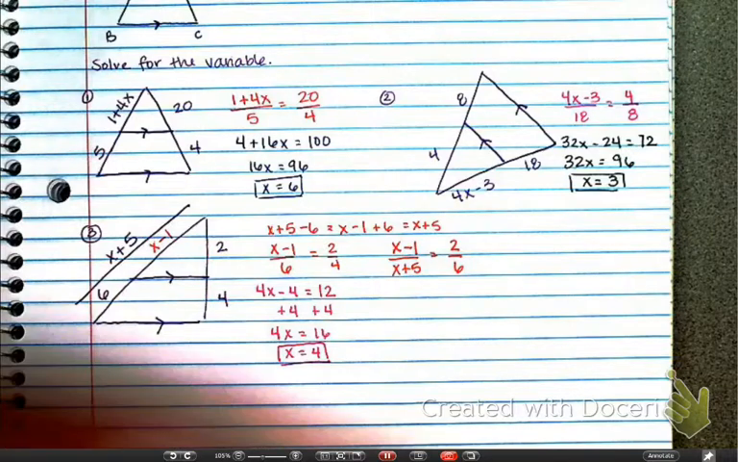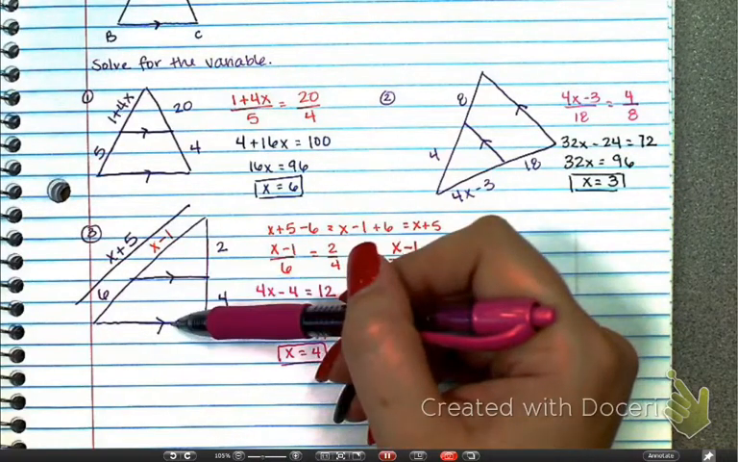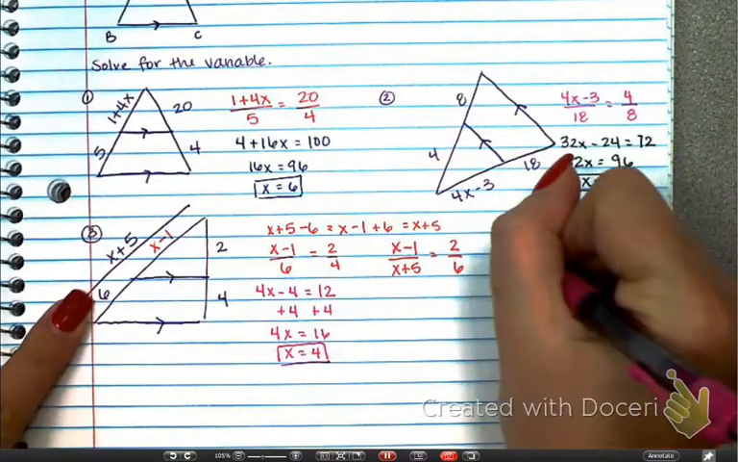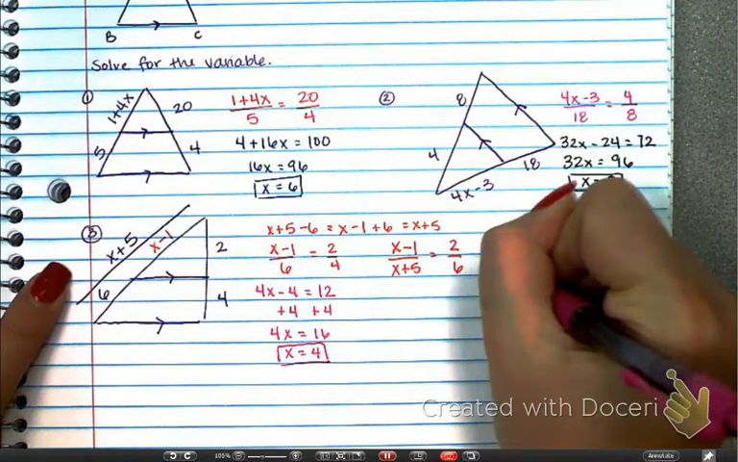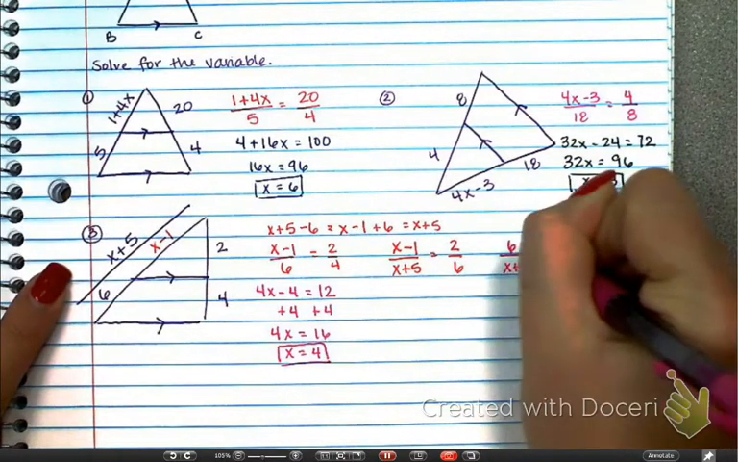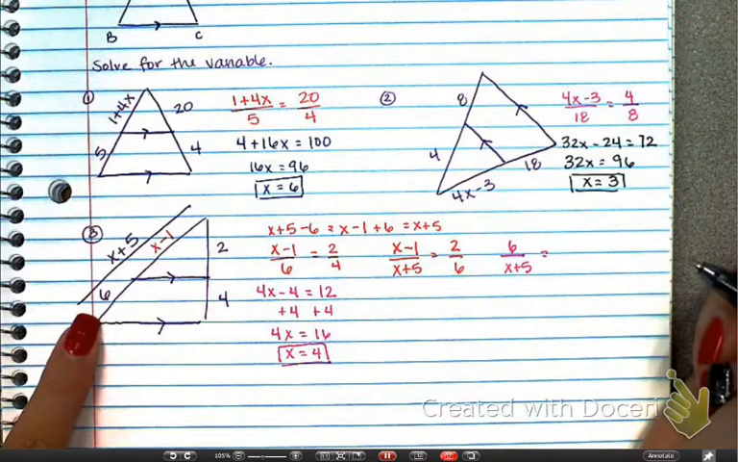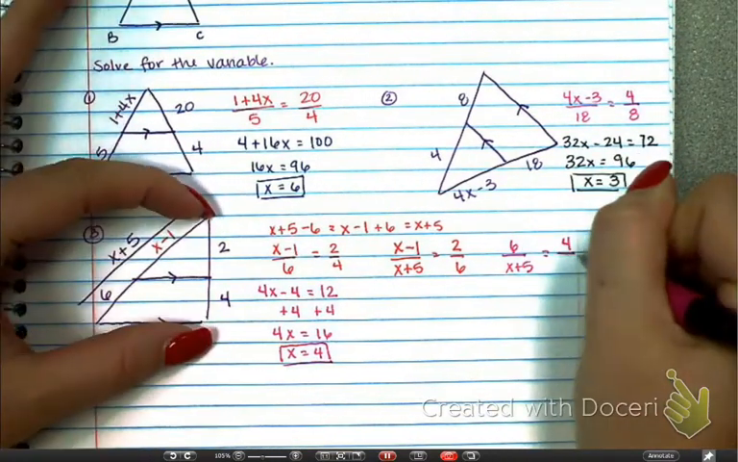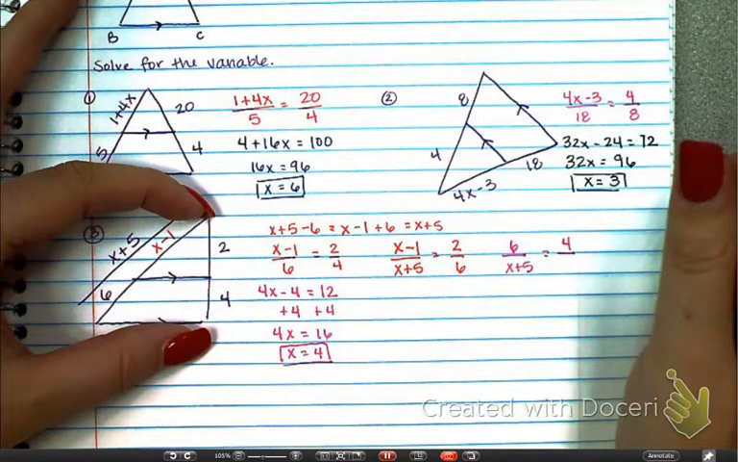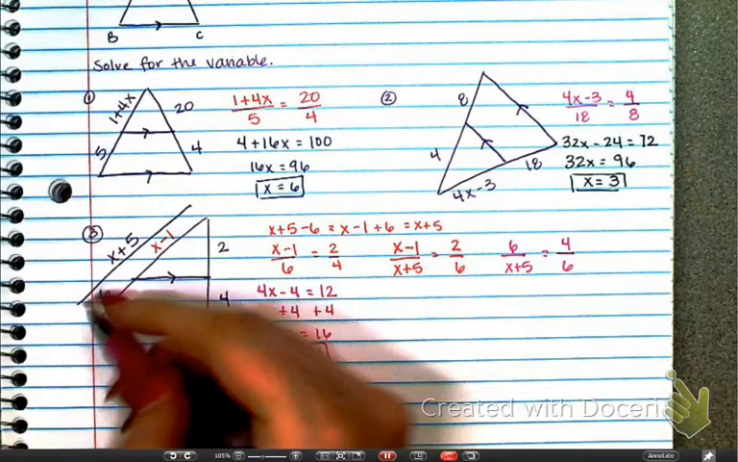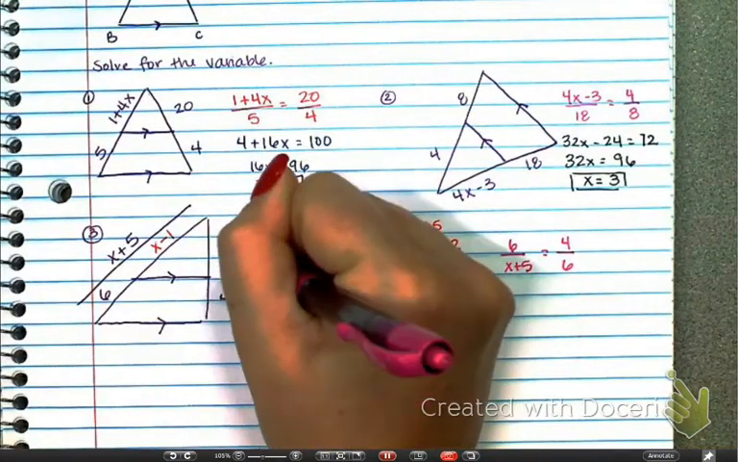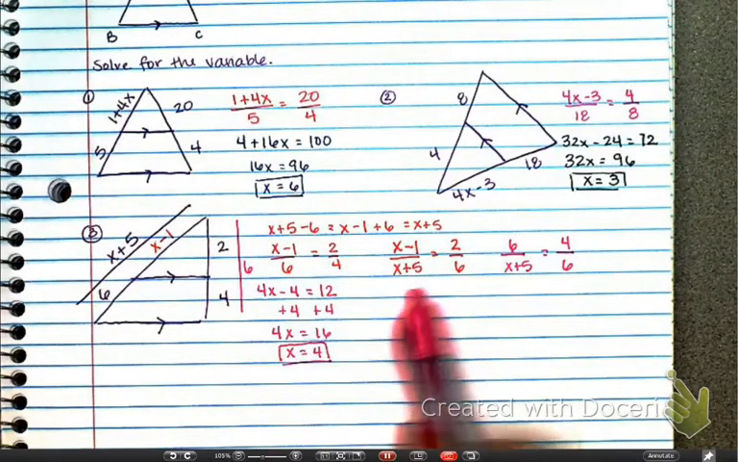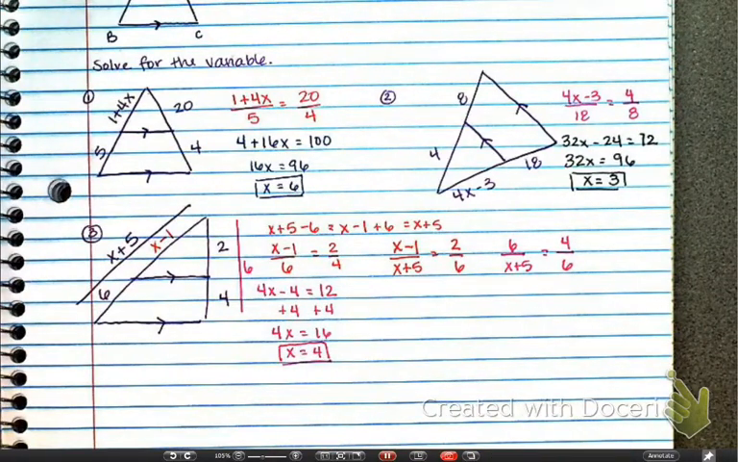Now, there is one additional way I can set this up. Because these two lines are parallel, I could also do 6 over the whole thing, which is x plus 5. What does 6 match with on the other side? 4. And then what's the whole thing? 6. Because x plus 5 matches with the whole thing, which is 6. All three of these proportions will give me the exact same answer. So as long as you are comparing the same pieces, you're okay.